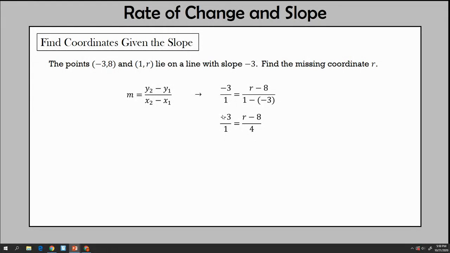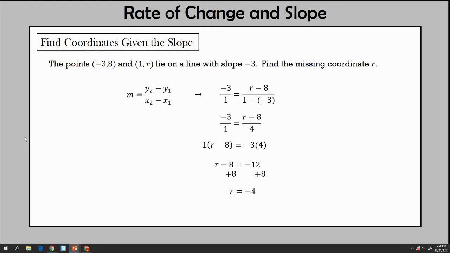Now I have these two ratios, and when the ratios are equal, the cross products are equal. So I'm going to do cross products here. 1 times r minus 8 equals -3 times 4. 1 times r minus 8 is r minus 8, and -3 times 4 is -12. Add 8 to both sides, and r equals -4. So the points -3, 8 and 1, -4 would be on a line with a slope of -3. So our missing value is -4.